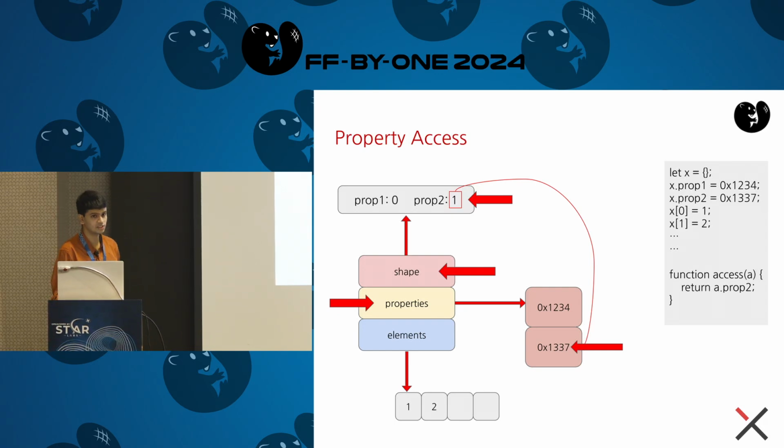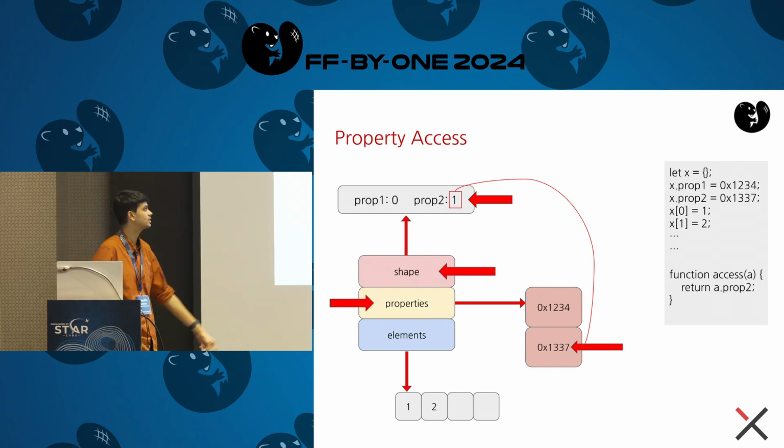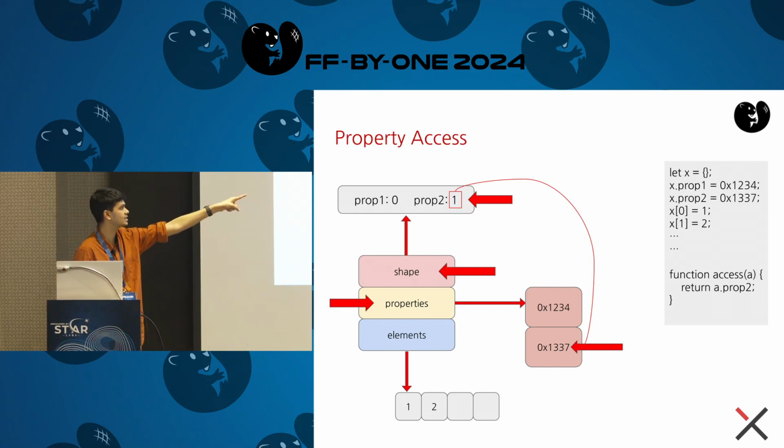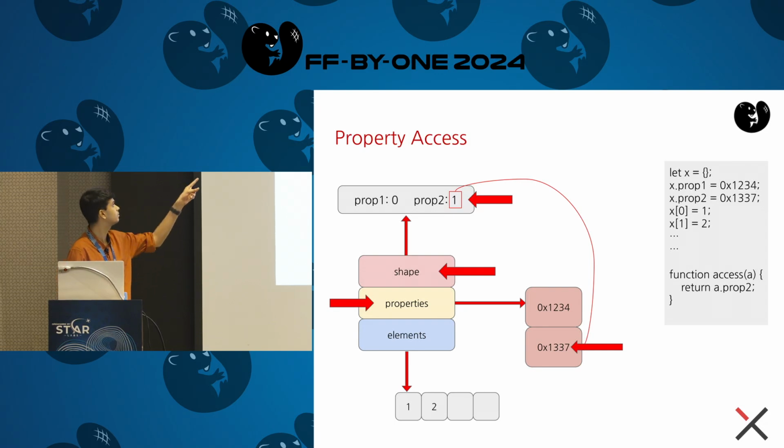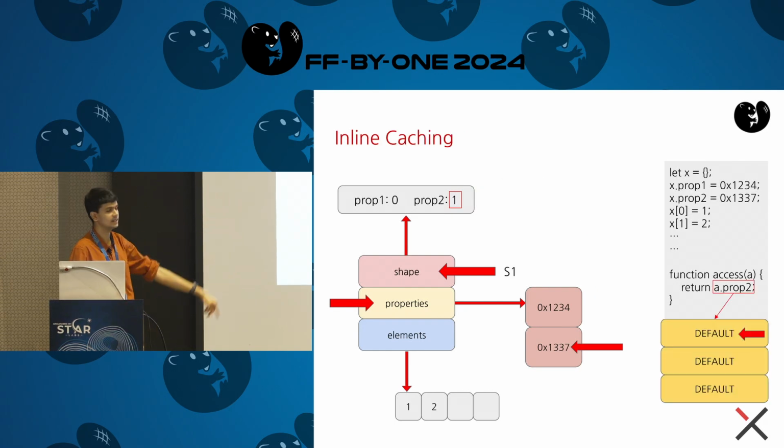For example, there you can see we are accessing a.prop2. What does the JavaScript engine do? It first fetches the shape, then it iterates through all the properties in the shape. It sees prop2 there, fetches the index, goes to the properties array, and goes to the required index, which is 1, and gets 1337. It's the value of prop2. However, this is a bit slow and can be optimized.